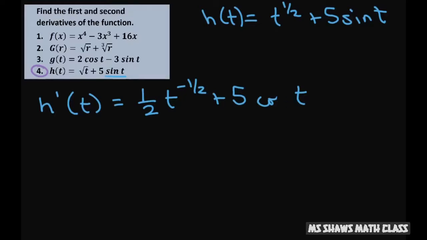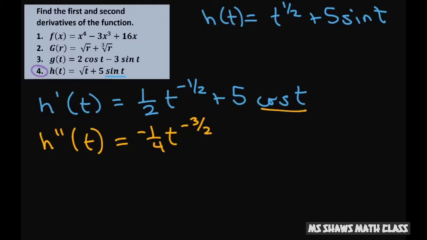All right, h double prime of t, so we just do it again. That's going to be negative 1/4 t to the negative 3/2, and the derivative of cosine of t is negative sine. So that changes that sign to negative 5 sine of t.